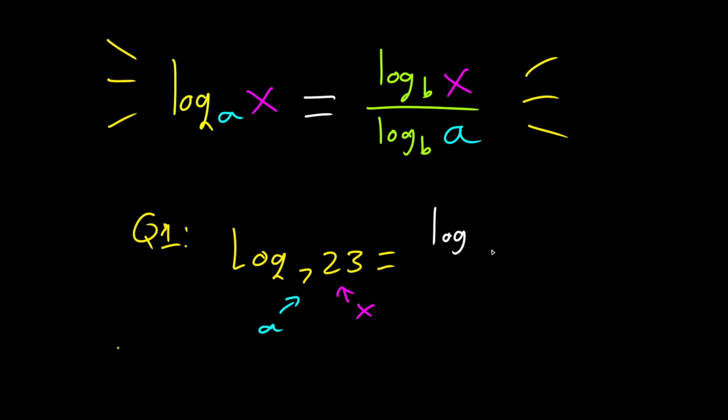Log base, let's say 10, which is just log, of 23. So log of 23 over log of a, which is just 7. And we will end up getting 1.61. Put this on your calculator, get 1.61, and that is how you use the change of base formula.